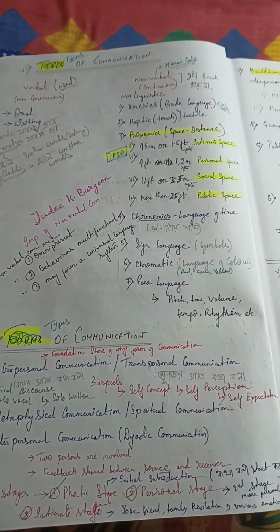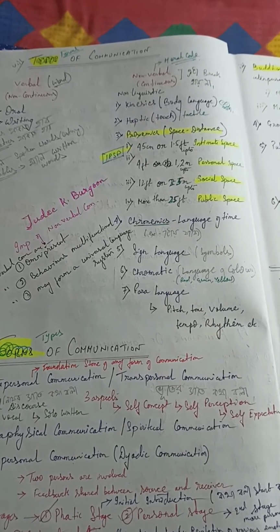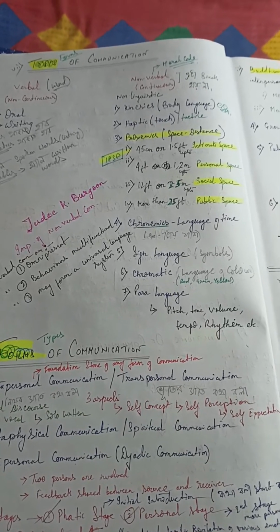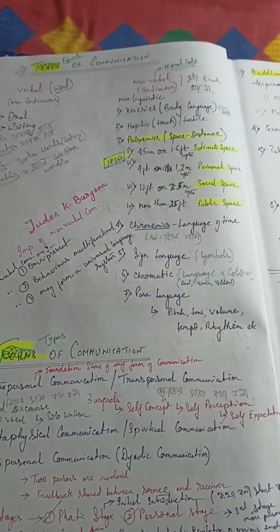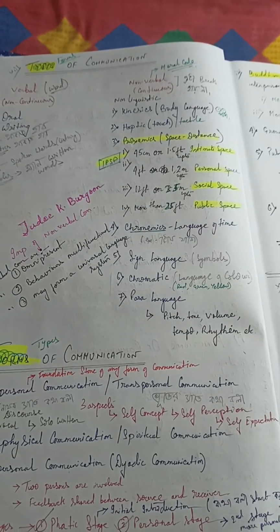Then we have 4 feet distance, or 1 to 2 meter distance. That means we have personal space. If it's 12 feet, it's a social space. If it's more than 25 feet, it's public space.